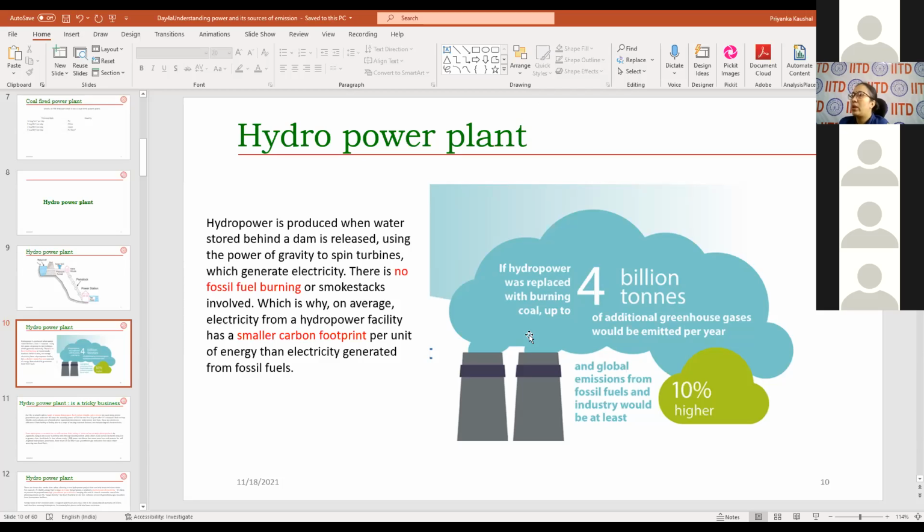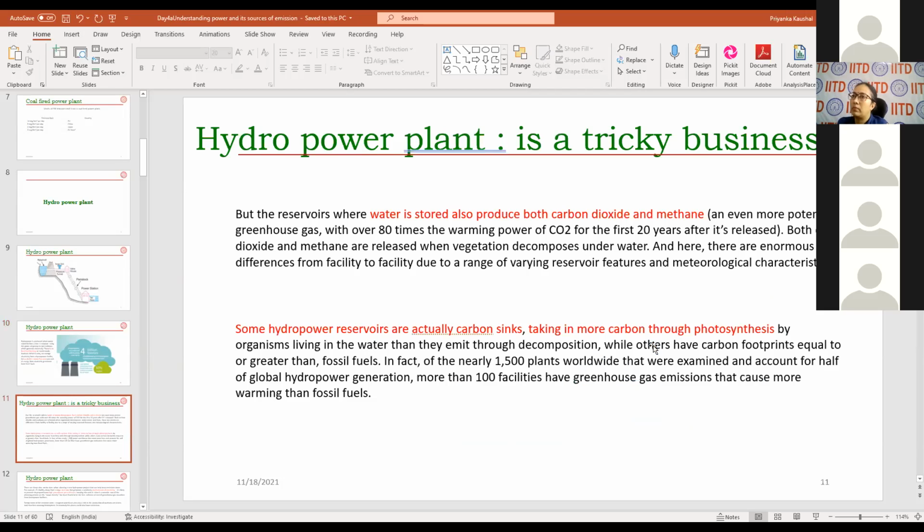And just a quick data point: if hydropower plants were to be replaced by coal, up to 4 billion tons of additional greenhouse gas would have been emitted per year. I mean, the same amount of electricity which is coming from a hydropower plant, if we replace it with coal, then additionally that much carbon, GHG, would have been emitted into the atmosphere. But it is a very tricky business.